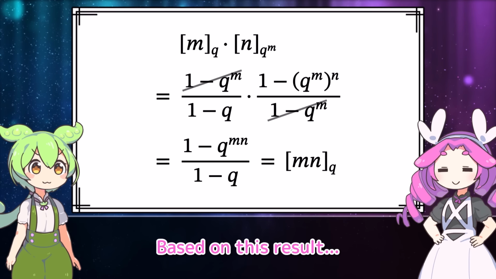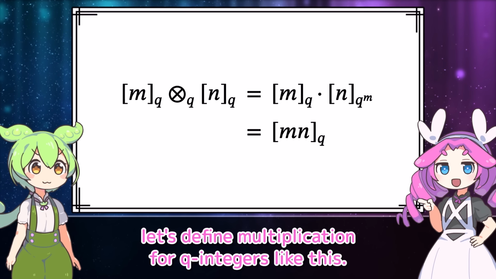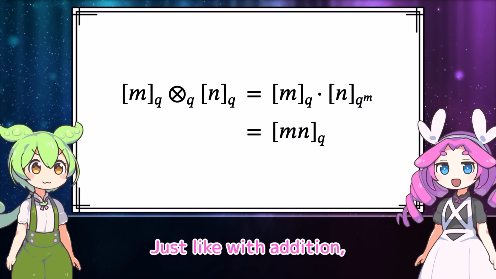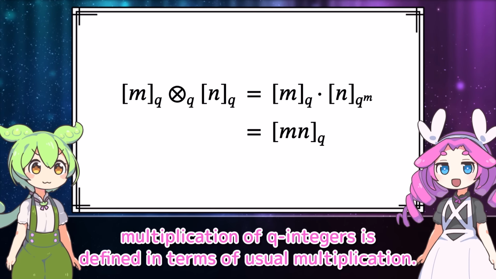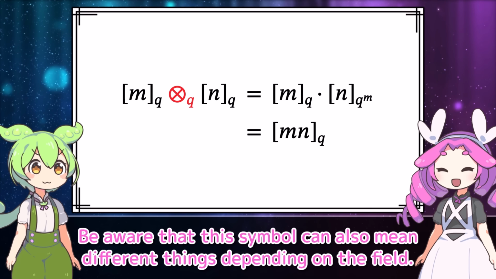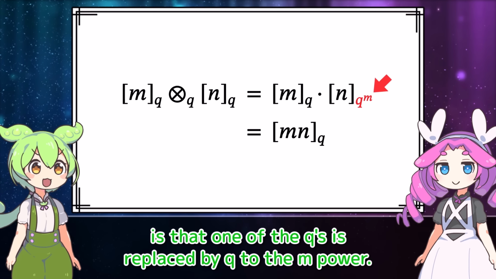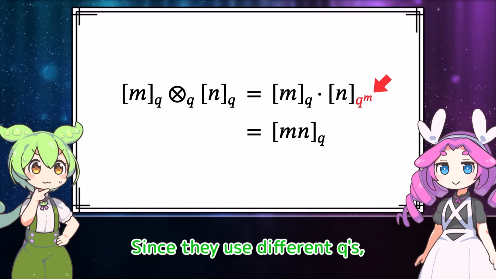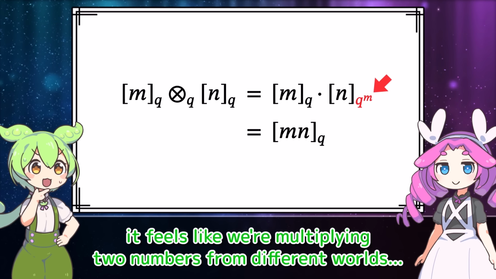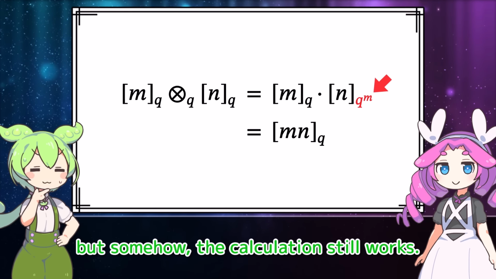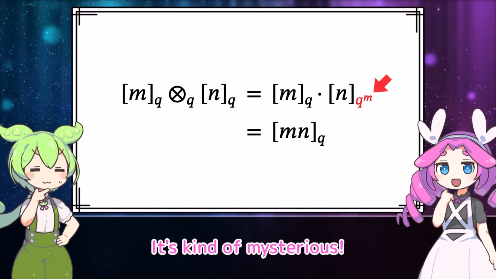Based on this result, let's define multiplication for q integers like this. Just like with addition, multiplication of q integers is defined in terms of usual multiplication. Be aware that this symbol can also mean different things depending on the field. The difference from usual multiplication is that one of the q's is replaced by q to the n power. Since they use different q's, it feels like we're multiplying two numbers from different worlds, but somehow the calculation still works. It's kind of mysterious.